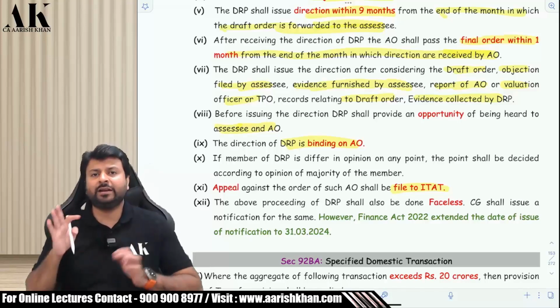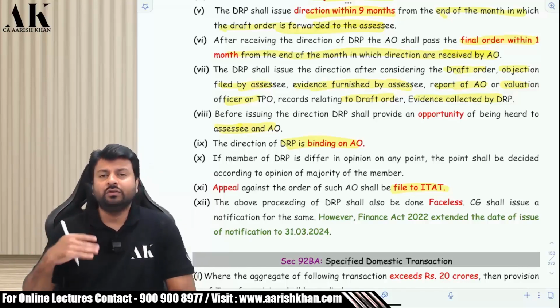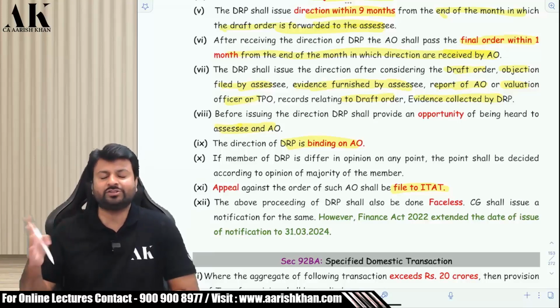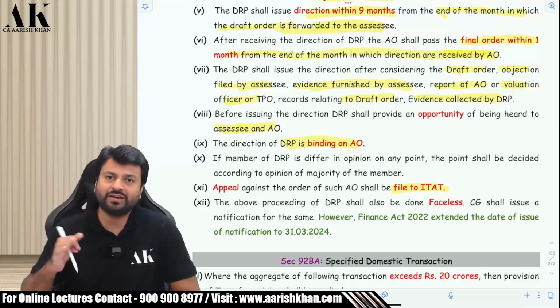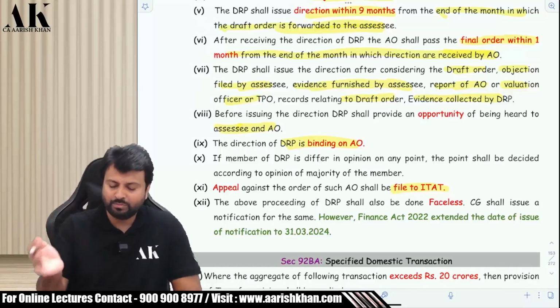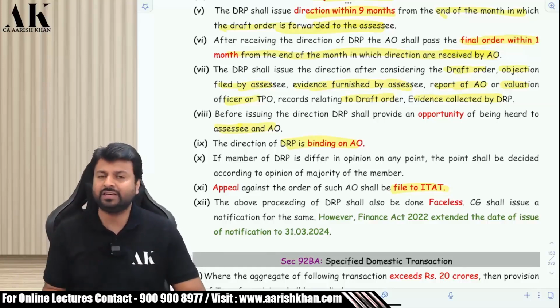Okay. Now in DRP there are 3 CITs, and there can be a difference in opinion. So if there is a difference in opinion, whose view will be considered? 2 out of 3. Whichever view 2 out of the 3 CITs follow, we have to follow that order. So the majority will be the winner in case there is a difference in opinion between the 3 authorities.